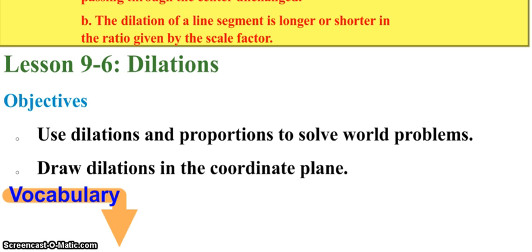Dilations is the fourth transformation that we're going to be talking about in this section here. Our objectives are to use dilations and proportions to solve word problems, and to draw dilations in the coordinate plane. Vocabulary? Actually, we already had it on the first day. When we talked about dilations, we talked about how an object can get bigger or smaller. So we talked about its size.